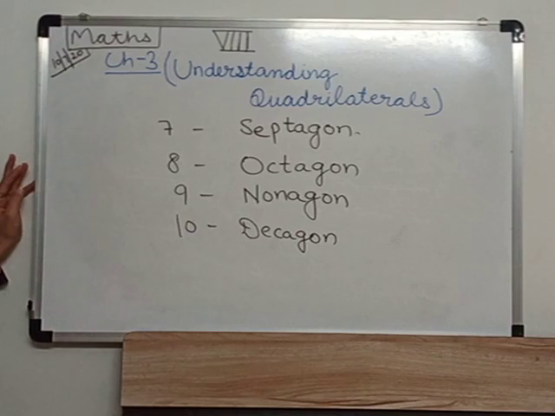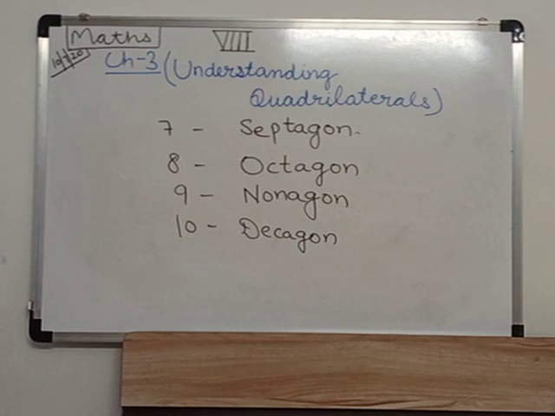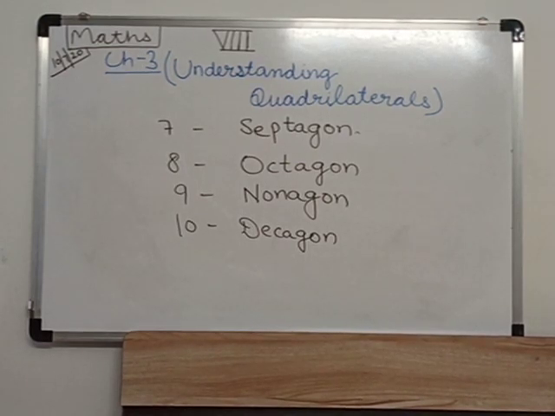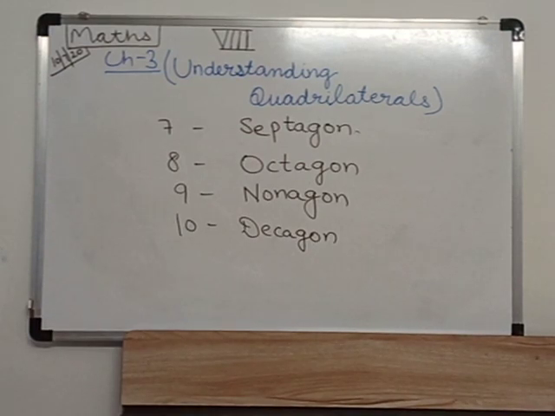Okay. Now what is the name when a polygon has 3 sides? The name of that polygon is triangle. If the polygon has 4 sides, the name is quadrilateral. If the polygon has 5 sides, the name is pentagon. If the polygon has 6 sides, the name is hexagon. And if the polygon has 7 sides, the name of that polygon is septagon.